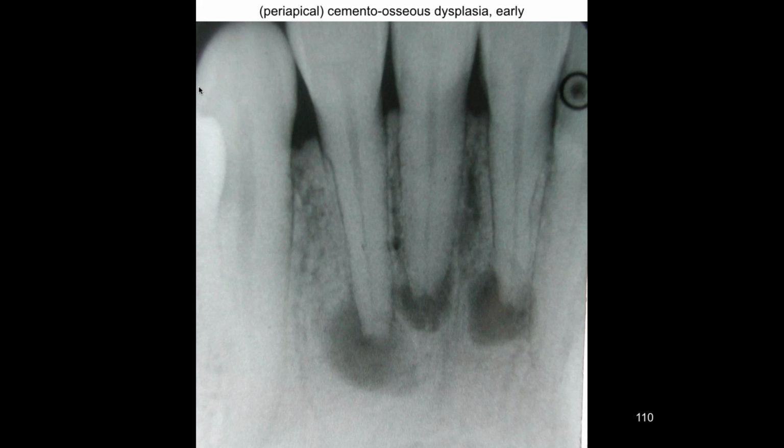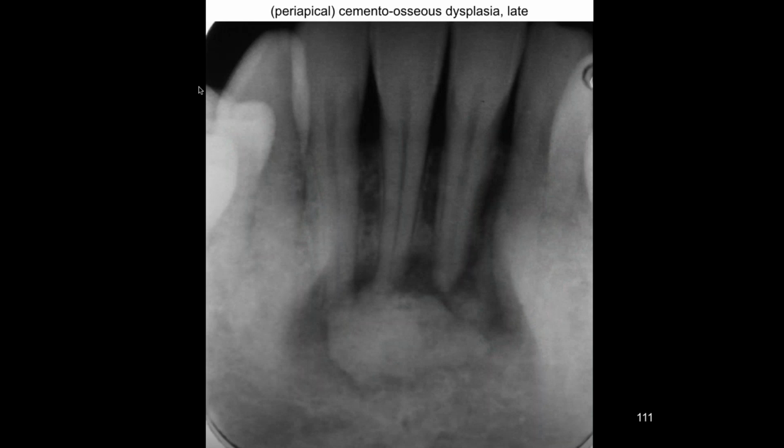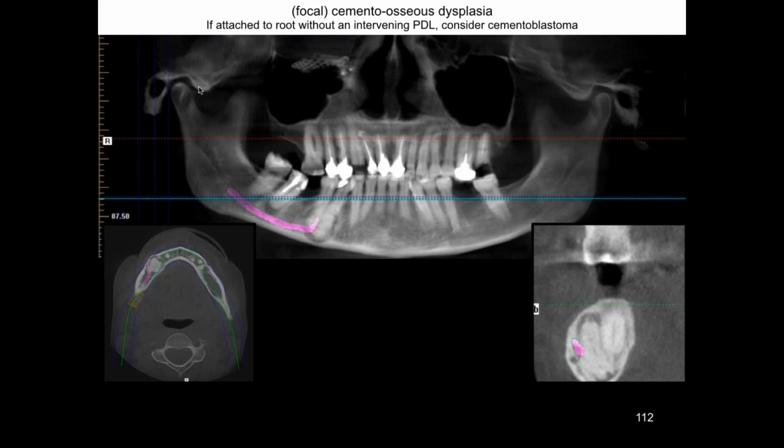That's just the demographic. So vital teeth, this is early periapical cemento-osseous dysplasia. A different patient that shows up with a later lesion is going to look like this, right? Teeth are vital, not attached to the tooth. For the most part, it looks like it's distinct from the roots. That's periapical. It's when they get to the posterior, they get a little more squirrely.